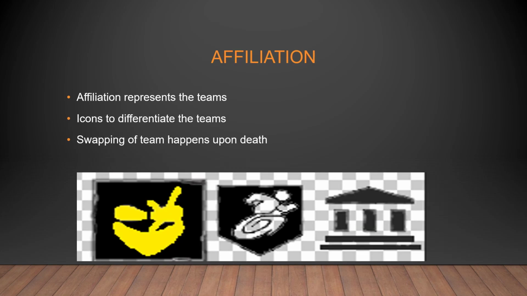So moving on, affiliation. These icons represent the teams that players are in, to indicate which team the players are in, and to better differentiate and segregate them, to make it known that they are in this team. And then swapping of teams happens upon death itself. It'll be randomly generated.